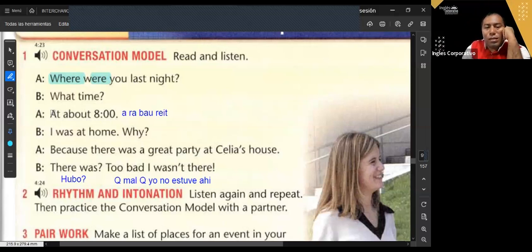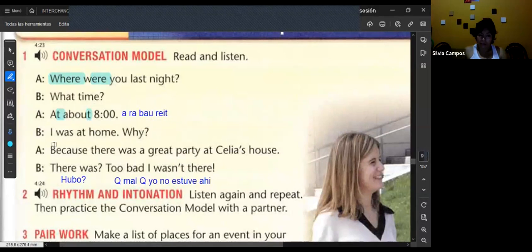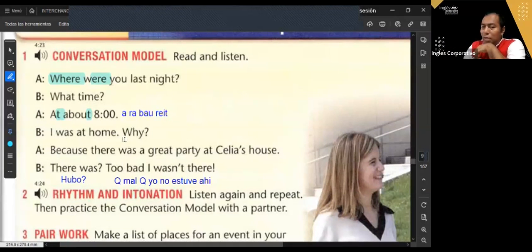Aquí tenemos una T entre las dos vocales A, por eso la podemos pronunciar como R, y tenemos otra T entre la U y la E de 8. At about 8. Se queda así como esta pronunciación que está aquí. At about 8. I was at home. Why? Because there was a great party at Celia's house. There was, too bad I wasn't there.